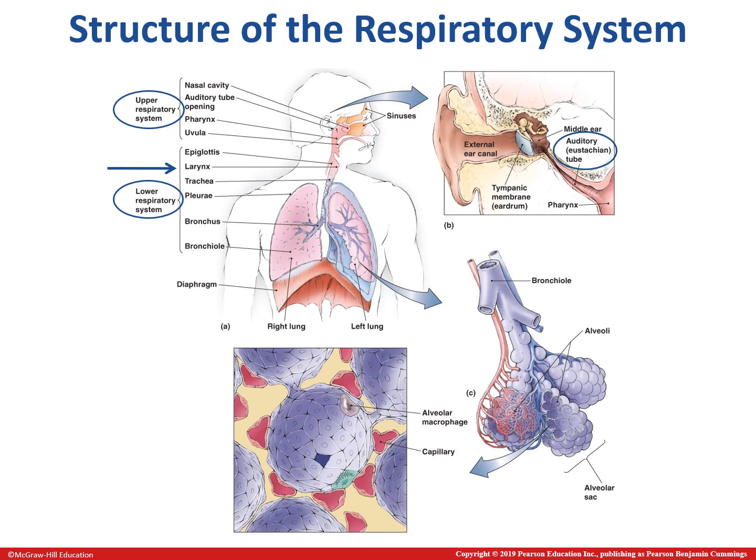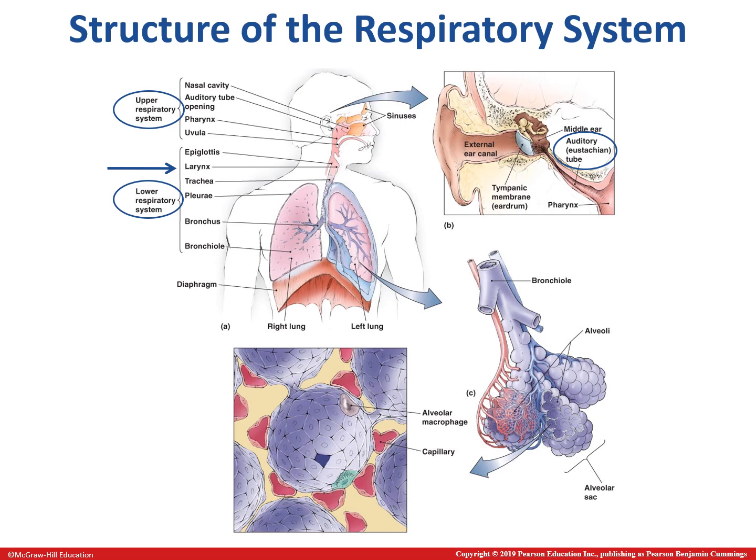Remember that there's a connection between the middle ear and the nasopharynx, which is the eustachian tube, also known as the auditory tube. And so we have a connection there between that middle ear and the pharynx. And so when we get to talking about things like sinusitis and otitis media or ear infections, it's because there's a connection between those two systems.